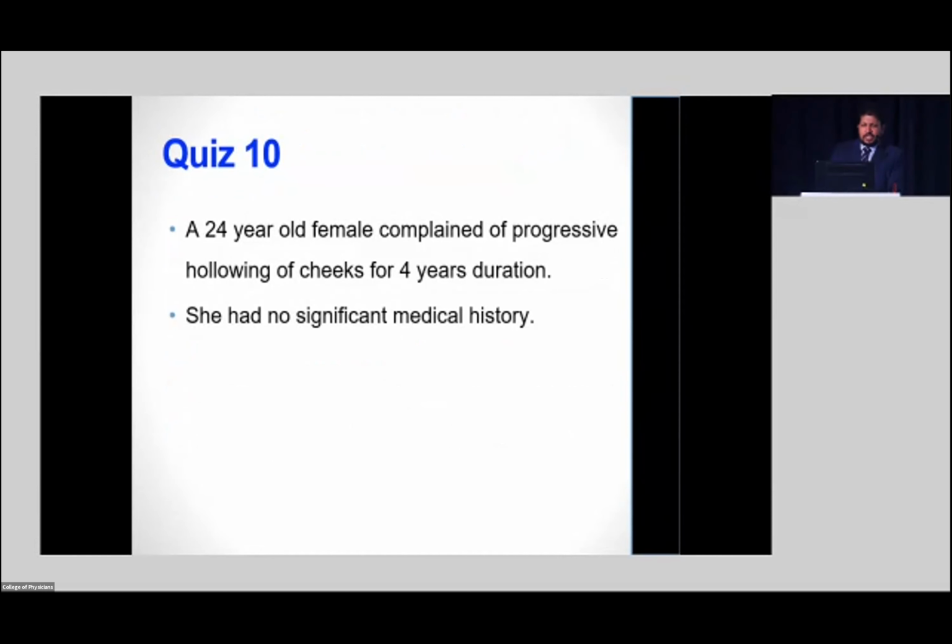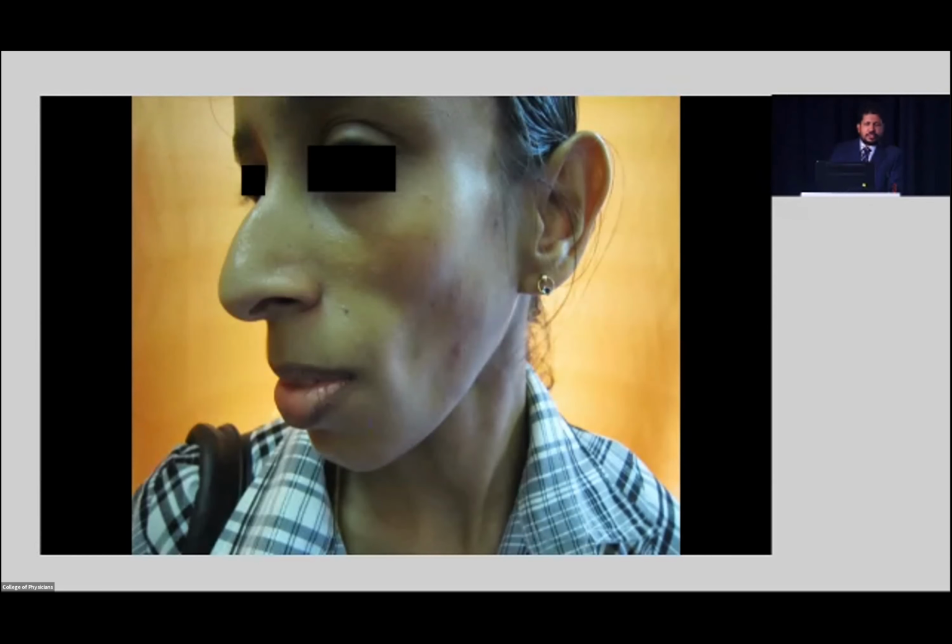So this will be the last patient, a 24-year-old female who complains of progressive hollowing of cheeks. You can see there is hollowing of her cheeks. It's bilateral, almost symmetrical. She was otherwise well, and this was going on for several years now. So this is not exactly a quiz, but what do you think is the diagnosis if you go back? This is actually partial lipodystrophy, right?